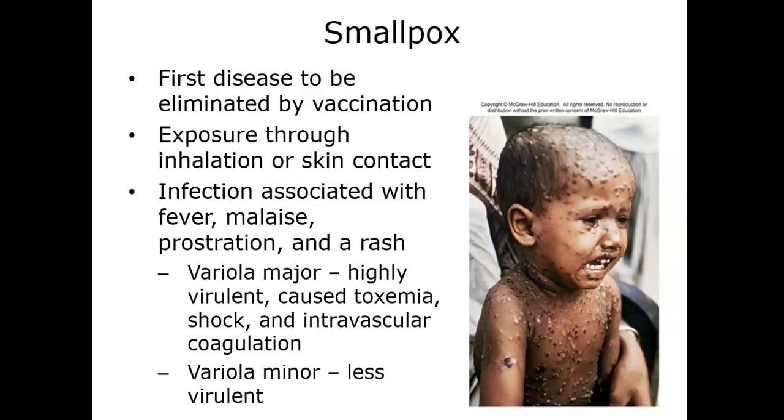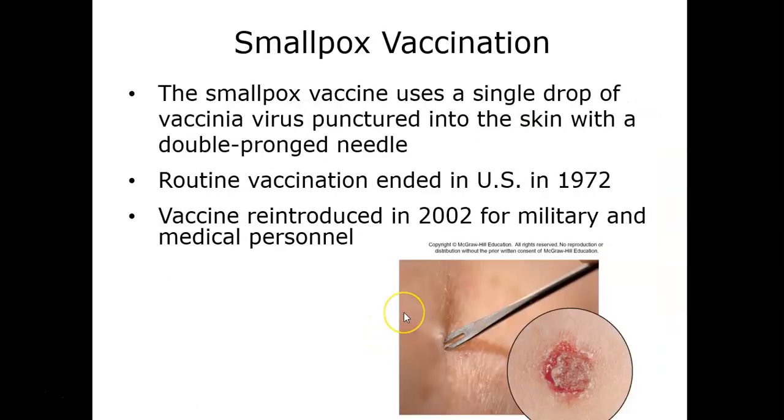And this is broken down into two groups, either variola major or variola minor. And it just is characterized by the virulence, how potent it is. So variola major is going to include things like the toxemia and the shock. So the smallpox vaccine actually uses a single drop of the vaccinia virus that gets punctured under the skin with a double-pronged needle. And the vaccine was introduced in 2002 for anyone in the military as well as medical personnel.